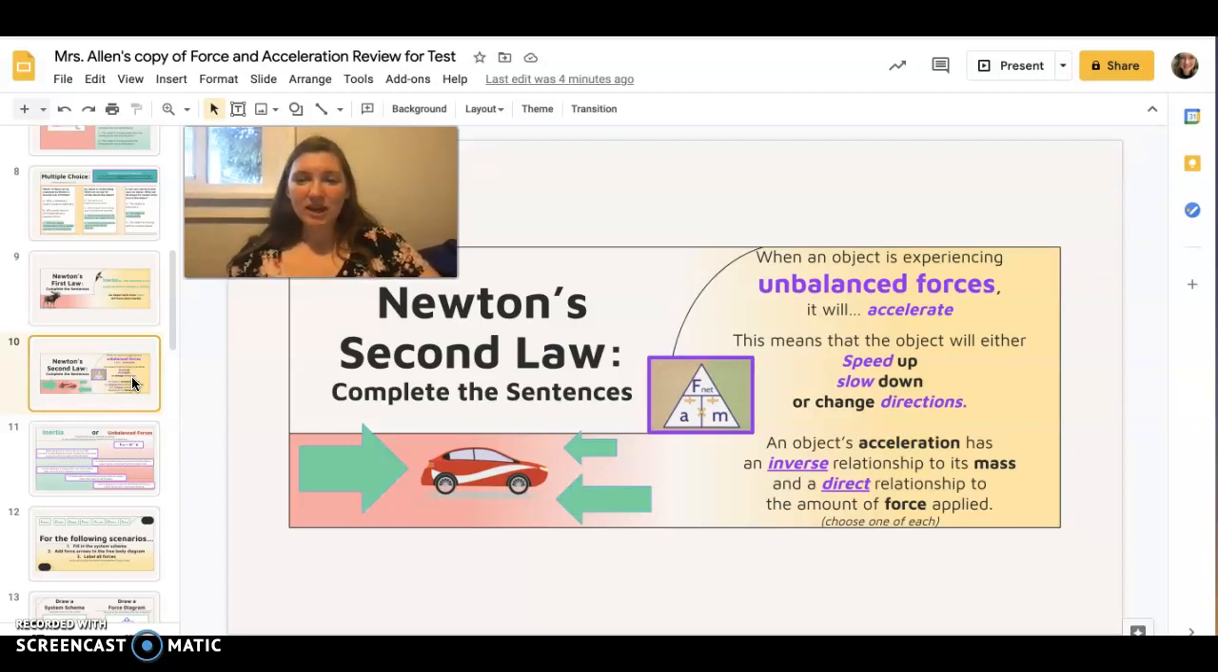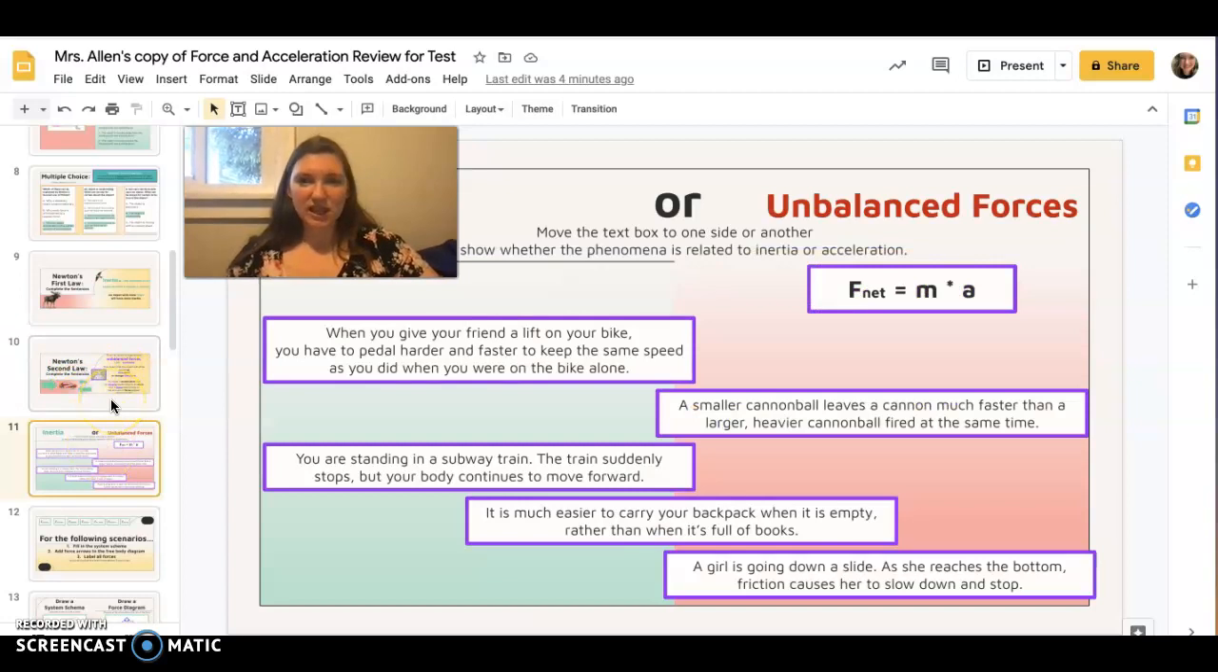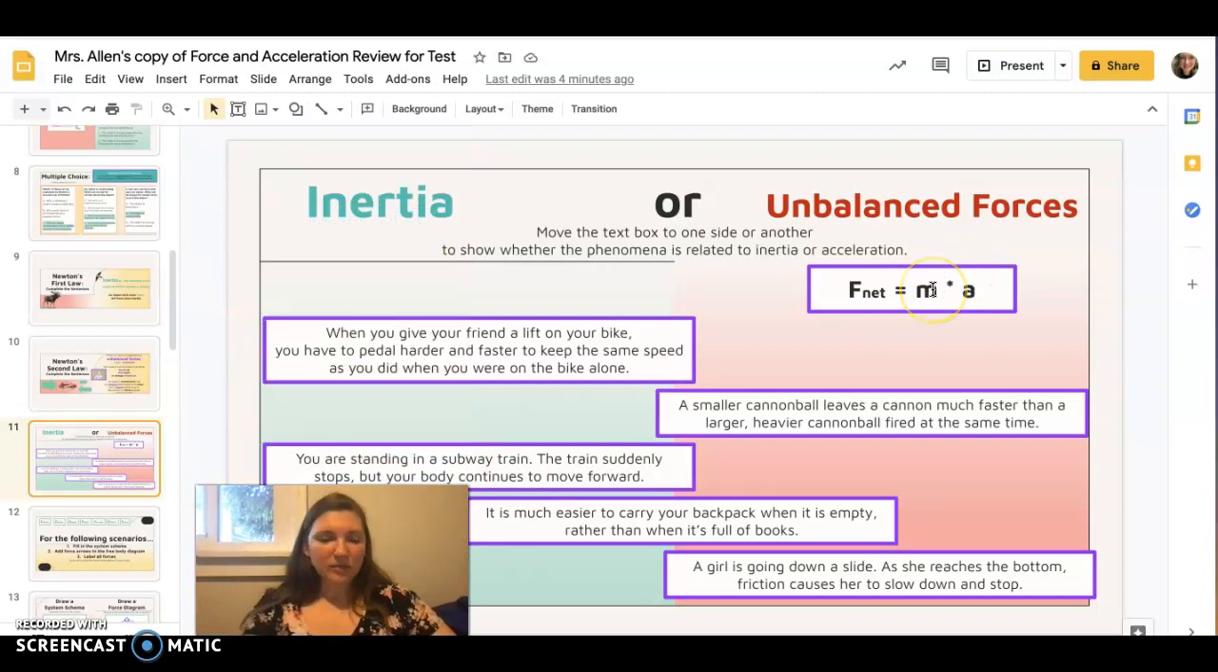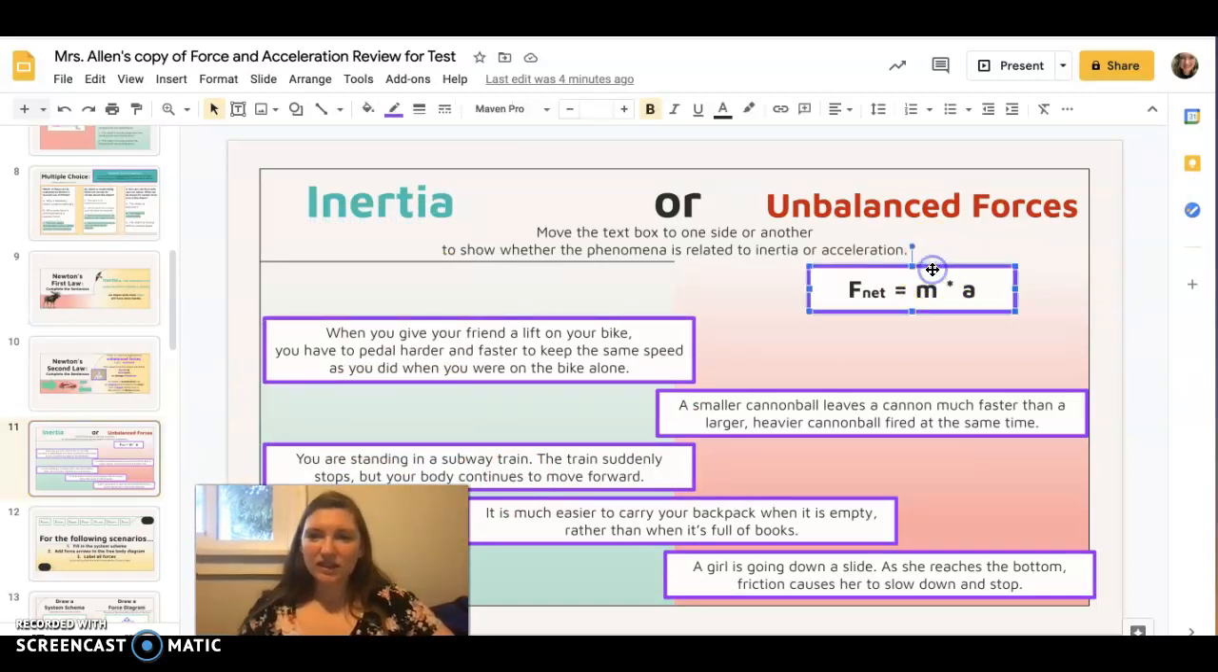And acceleration has a direct relationship to the amount of force applied. So if you apply more force, then there's going to be more acceleration. Okay, that's direct versus inverse. Okay, so for this one, F net, the net force, equals mass times acceleration. If there is a non-zero net force, then there's going to be an acceleration, and you can tell how much acceleration there is based on how much mass that object has, and also how much of that net force, how much of an imbalance of forces there is.